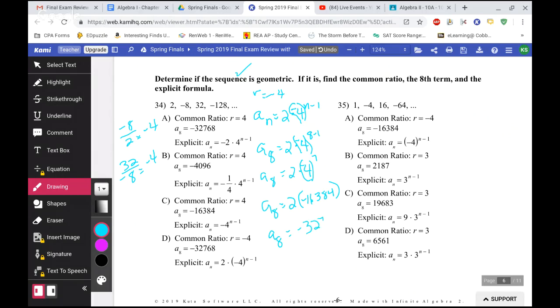So our common ratio is -4. Our eighth term is -32,768. And the explicit formula is 2 times -4, all raised to n minus 1, which is D. I have a hard time finding the explicit formula.